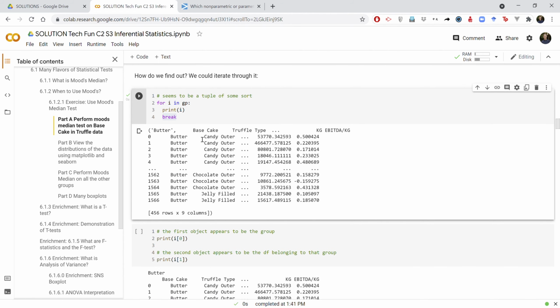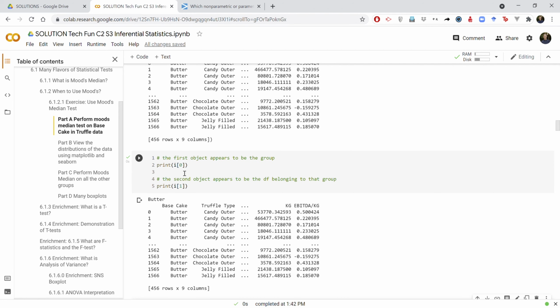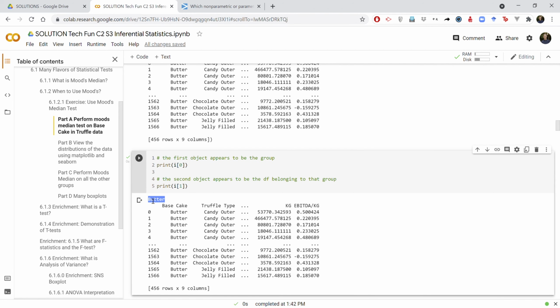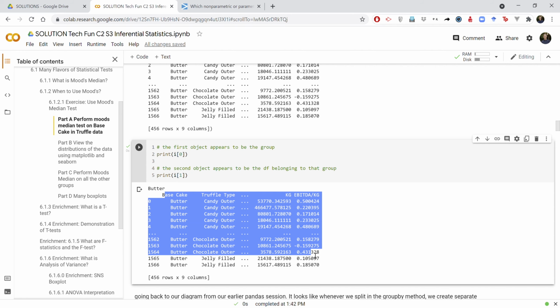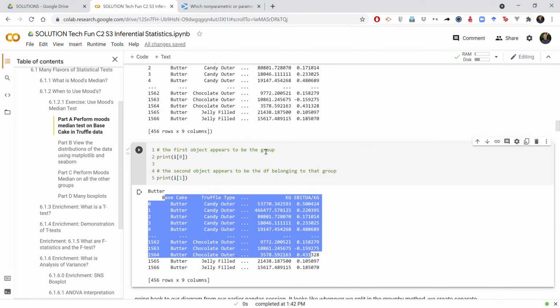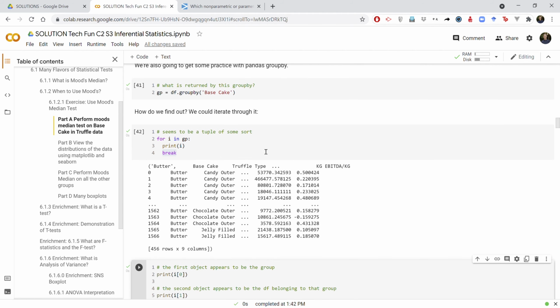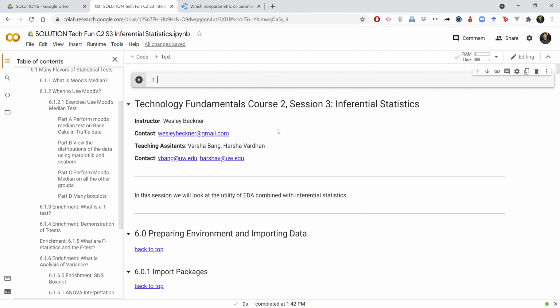And it looks like there's two different objects. So I'm going to print out the first object, which looks like it's the group name, butter. And then the second object appears to be the data frame associated with that group. That kind of makes sense. I grouped by base cake. And as we saw way up above, there were how many base cakes? I think 6. We can double check that here.